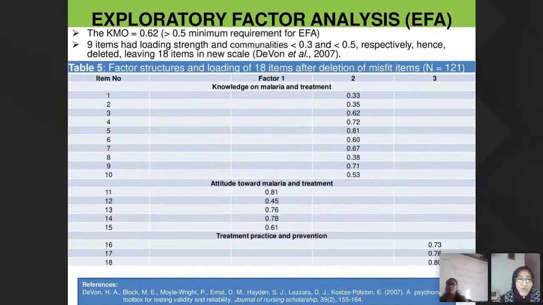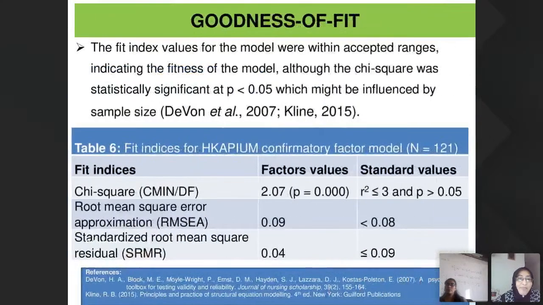We also did the EFA. The EFA is for 18 items, after we deleted 9 items. The process of deleting the items was not based only on CTT; we also compared with the results from the IRT. So we used two validity and reliability theories to delete items from the instrument we constructed from the beginning. This was a very massive validity and reliability exercise, and this is what we obtained for the goodness of it.